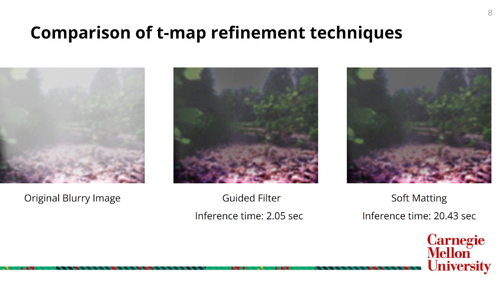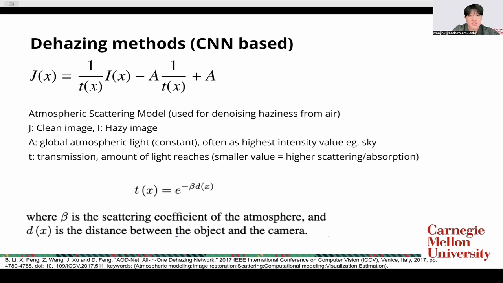One is the guided filter and the other is the soft matting. Soft matting is reported to produce a very refined dehazed image. However, for the terrain segmentation task, we can see that the results produced by the guided filter and the soft matting are not significantly different. However, the inference time for them varies a lot. For the guided filter, it's 2.05 seconds, and for the soft matting, it's almost 10 times that of the guided filter. So through this, we can see that for the terrain segmentation task, we can use other simple filters like the guided filter for real-time performance. So the next method we used is a CNN-based architecture for dehazing.